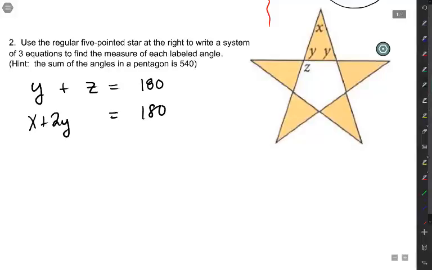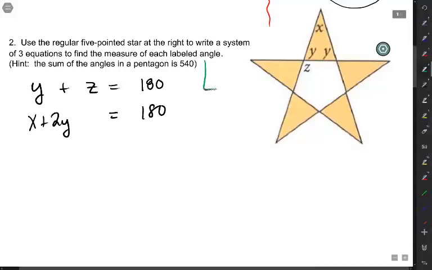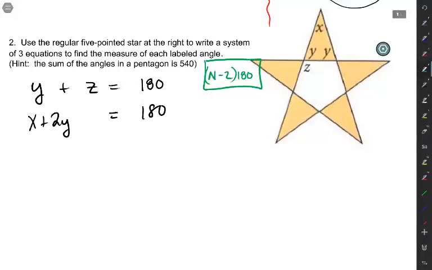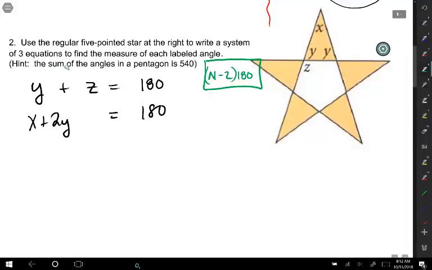Now, little bonus information here. Does anyone remember this formula? N minus 2 times 180. That has to do with the measure of all of the angles added up in a polygon. And n represented the number of sides. And so I kind of actually worked this out for you here. And I said, hey, reminder, the sum of the angles in a pentagon is 540.